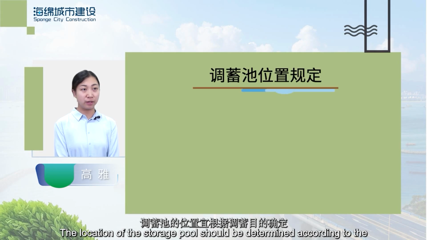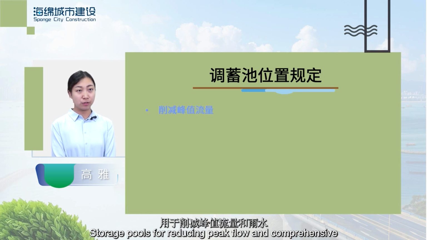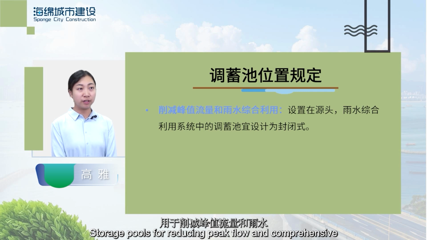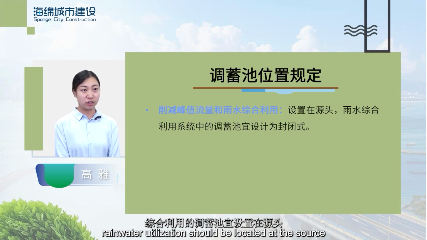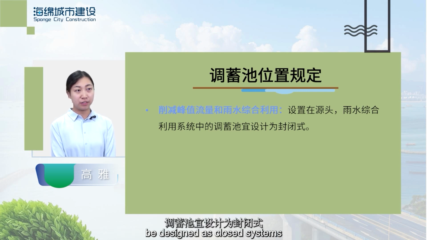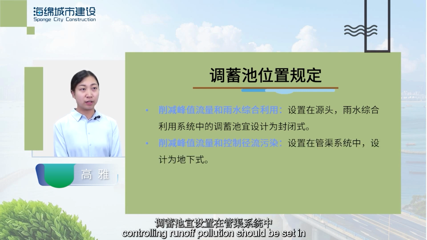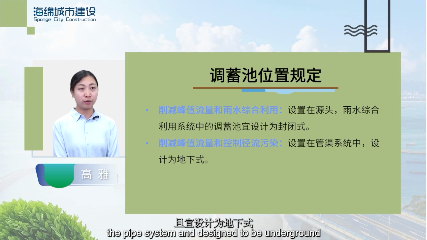The location of the storage pool should be determined according to the purpose of regulation and should comply with the following regulations. Storage pools for reducing peak flow and comprehensive rainwater utilization should be located at the source, and those in the rainwater utilization system should be designed as closed systems. Storage pools for reducing peak flow and controlling runoff pollution should be set in the pipe system and designed to be underground.